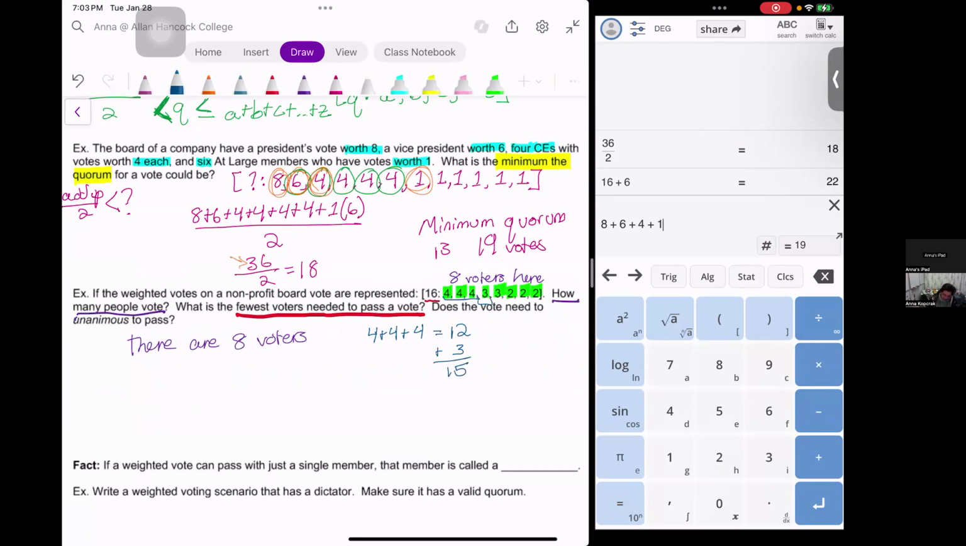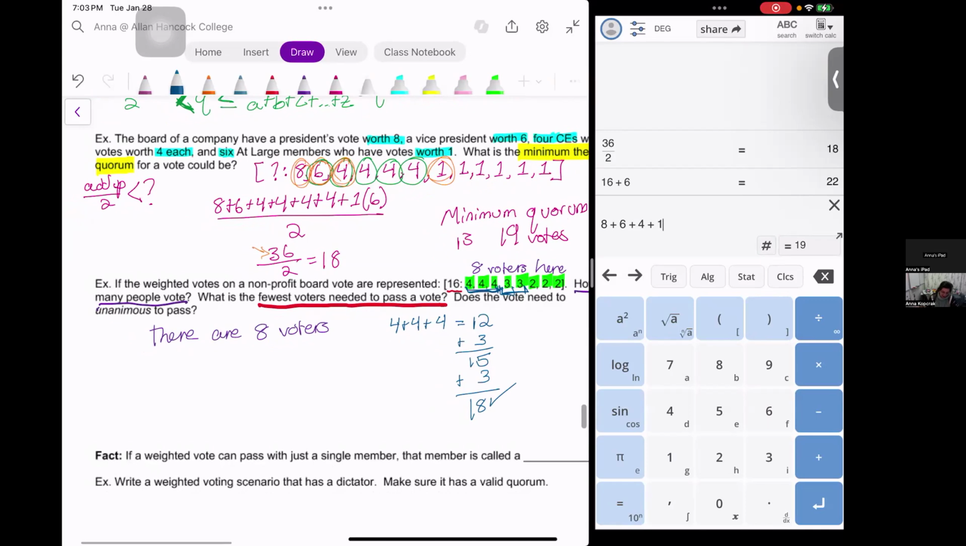Okay, that means I need either another 3 or a 2. Either way, we'll get it. I'm going to go ahead and add the next 3. 15 plus 3 more is 18. Boom! We finally got there. Now, that means that we need all the 4s and both the 3s. So we need 5 votes, 5 voters to vote for this to pass. Must have a minimum of 5 votes to pass.